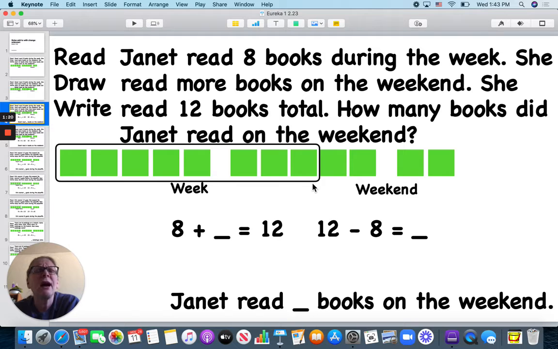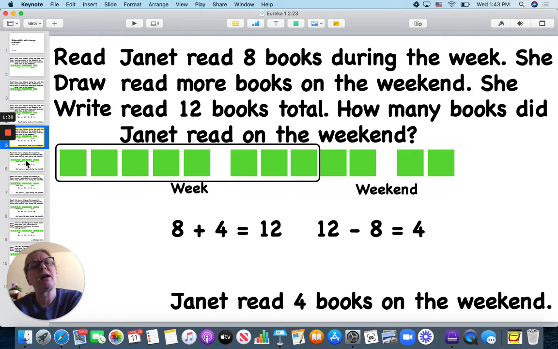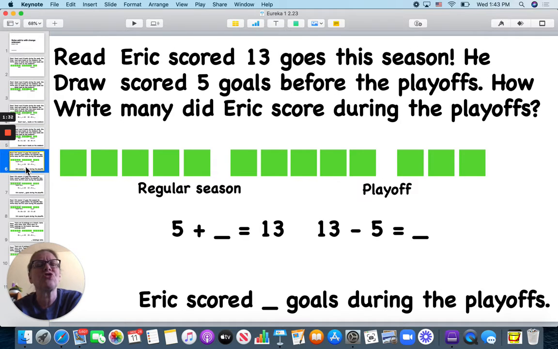Let's find out how many books she read. How many are not circled? 1, 2, 3, 4. Janet read 4 books on the weekend. Let's try another one.